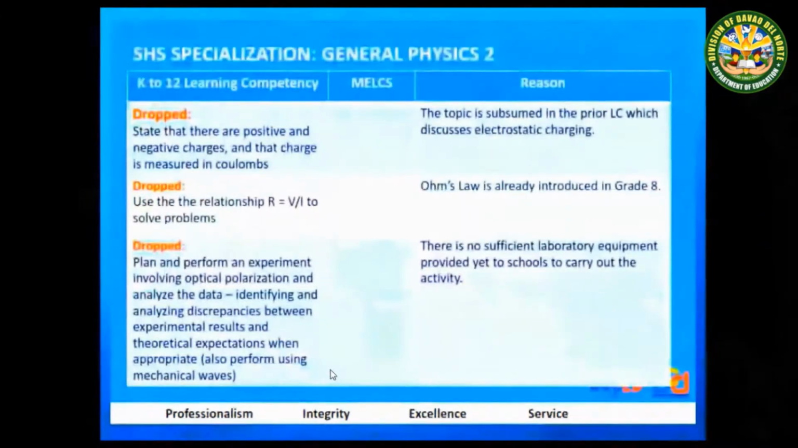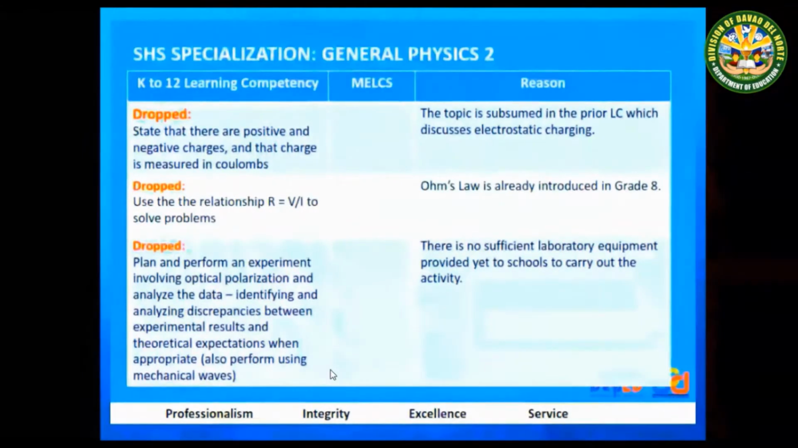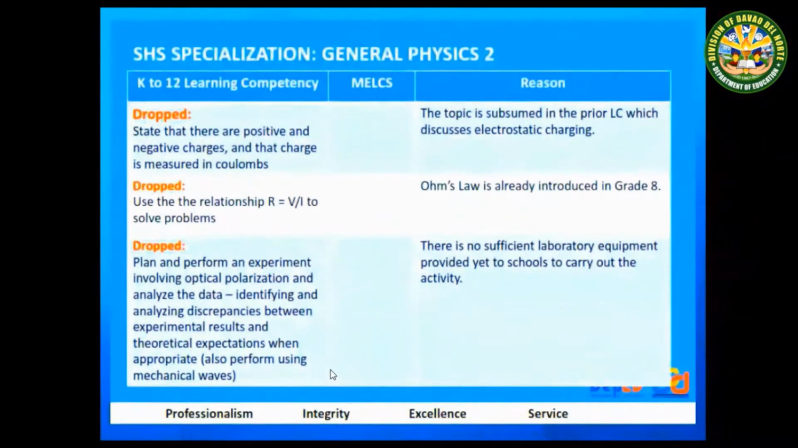For General Physics 2, 6 LCs were dropped for the reason that this topic is subsumed in the prior LC, which discusses electrostatic charging. Ohm's law is already introduced in grade 6, and there is no sufficient laboratory equipment provided yet to schools to carry out the activity.